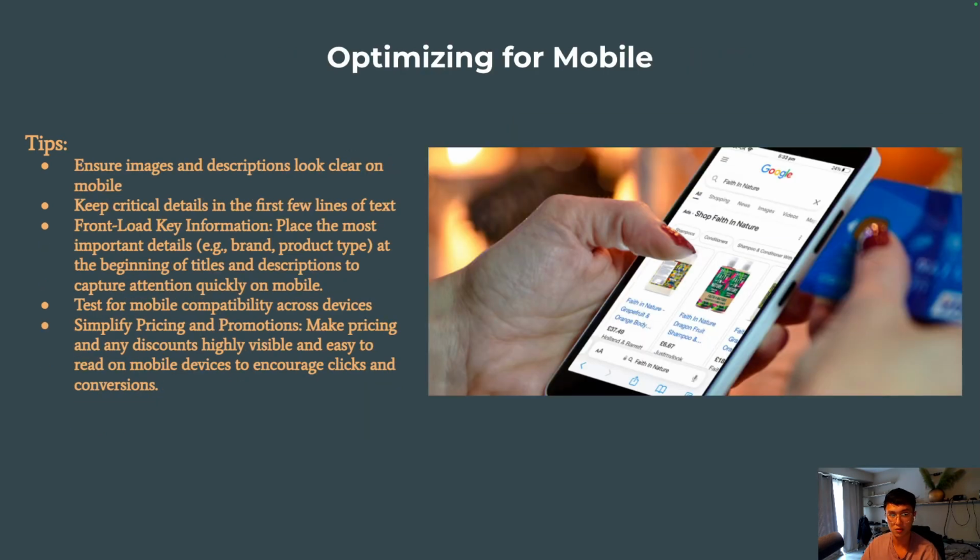Optimizing for mobile. So ensure your images and descriptions look clear on mobile. Keep critical details in the first few lines of text, and make sure you front load key information. Place the most important details like your brand and product type at the beginning of the titles and descriptions to capture attention quickly on mobile. Test for mobile compatibility across devices and simplify pricing and promotions. Make pricing and any discounts highly visible and easy to read on mobile devices to encourage clicks and conversions.